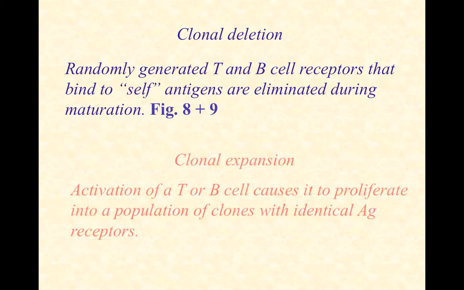Now, a related phenomenon is called clonal expansion. We're going to see that when a T cell or a B cell binds to one that's been matured, right? It's survived clonal deletion, and therefore its randomly generated antigen binding sites should not recognize any self-antigens.